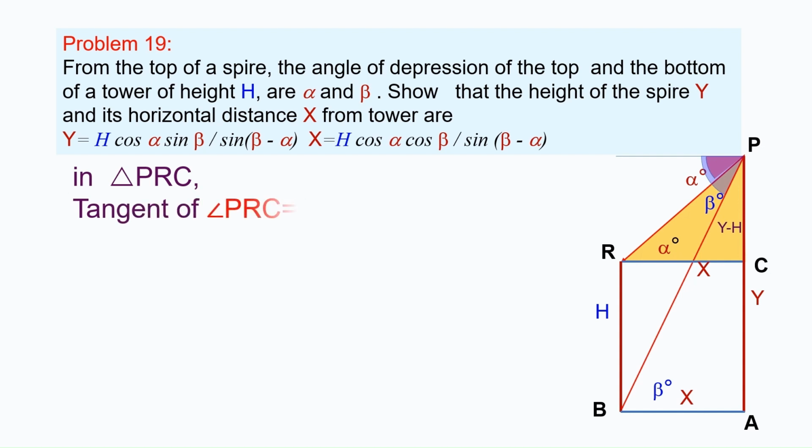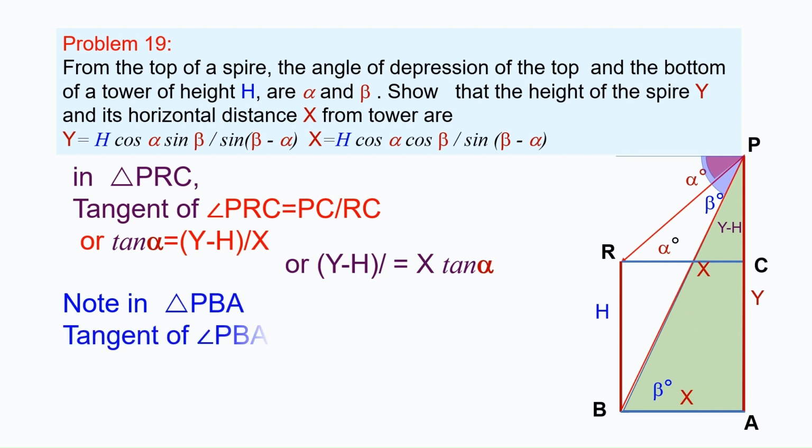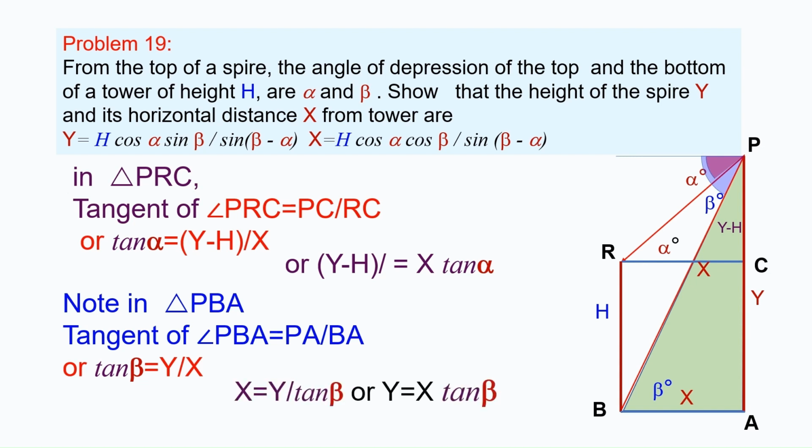In the triangle PRC, tangent of the angle PRC equals PC divided by RC, or tangent of alpha equals y minus h over x. Or y minus h equals x multiplied by tangent of alpha. In the triangle PBA, tangent of the angle PBA equals PA divided by AB. Tangent of beta equals y divided by x, or y equals x multiplied by tangent of beta.